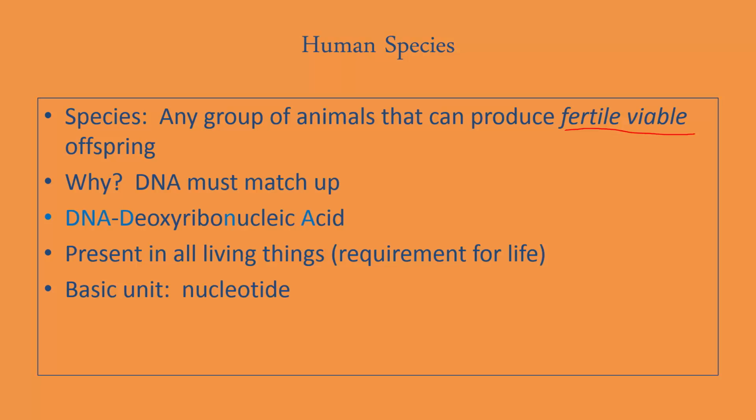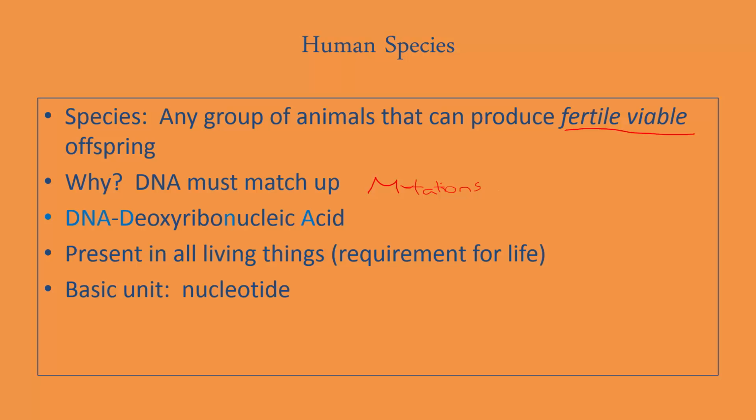So why is it that a species has to have a fertile, viable offspring? Well, it's because DNA must match up. If DNA does not match up, then we get a lot of mutations. And when we have too many mutations, we have birth defects. And most of the time, things are not viable.